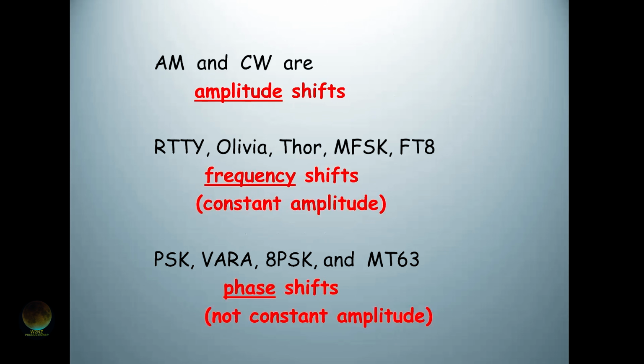So AM and CW are amplitude modulation. CW is an amplitude shift in AM mode. CW is double sideband AM. It's just the carrier going on and off, on and off, on and off. So yes, CW is AM.